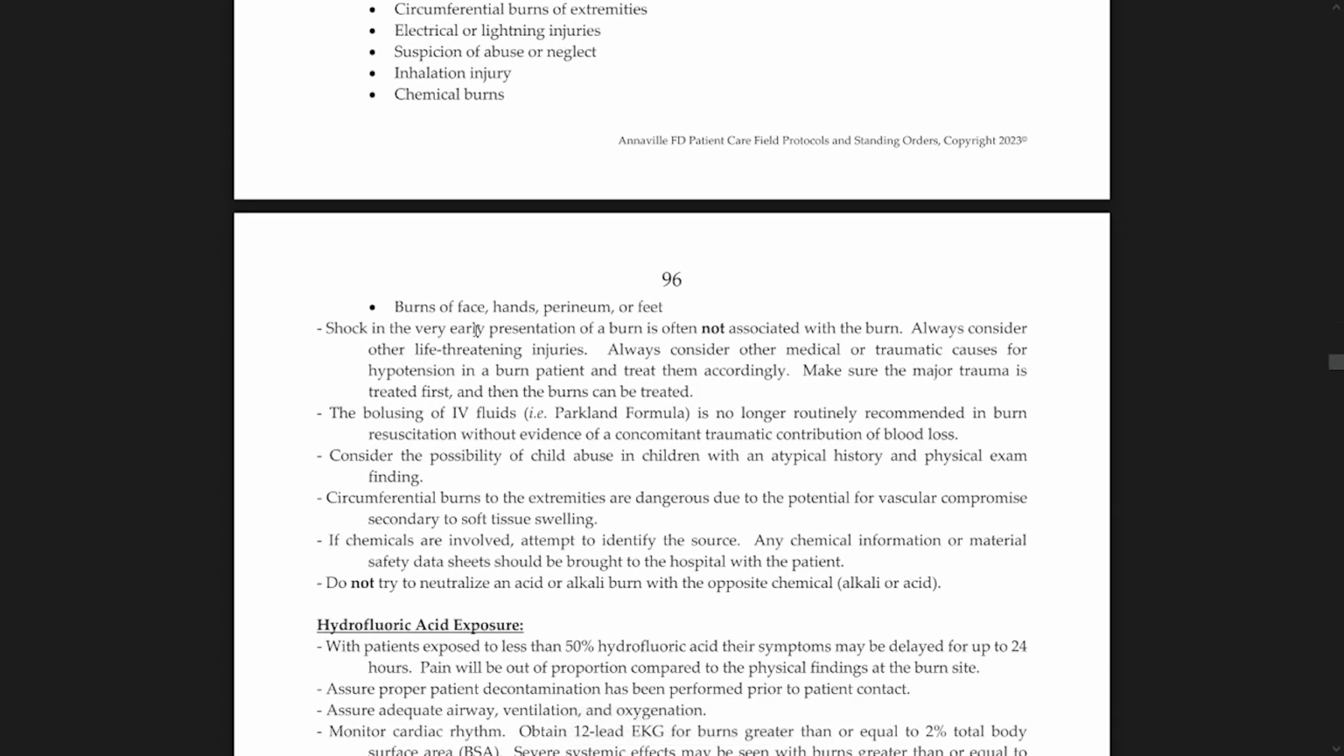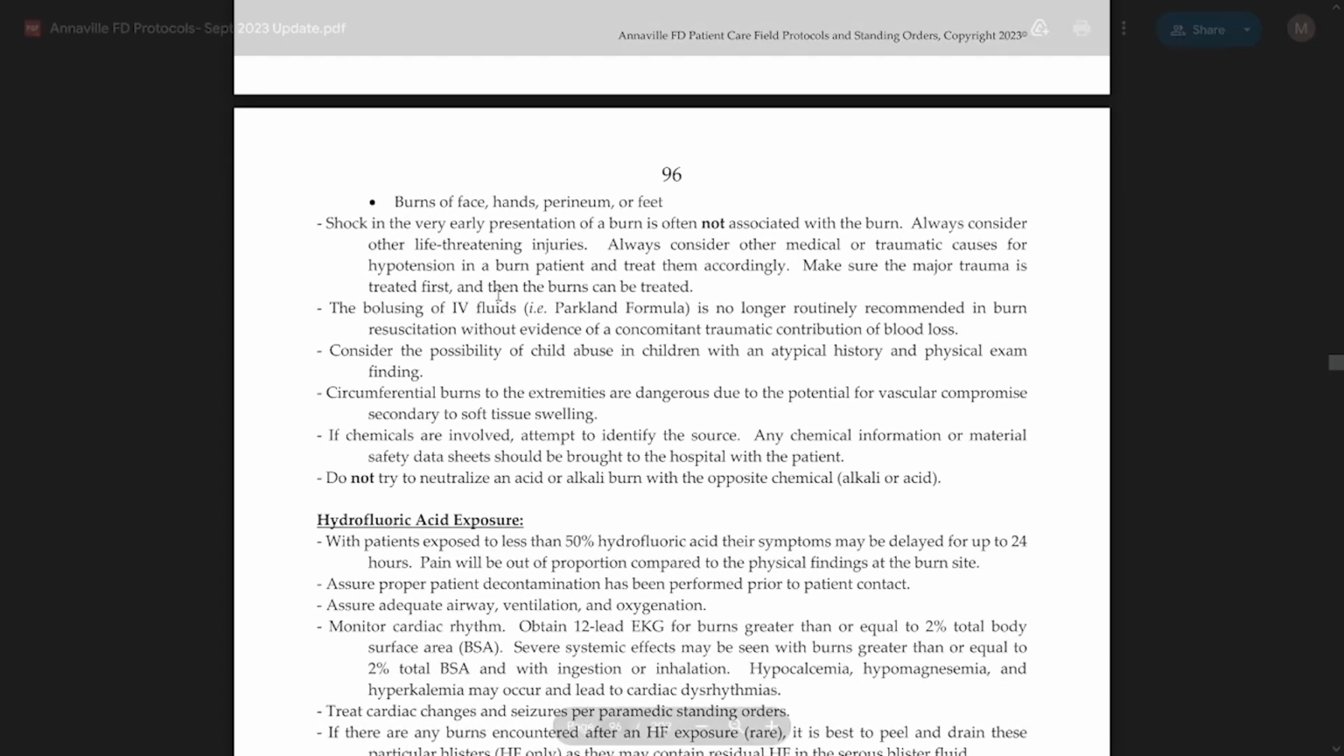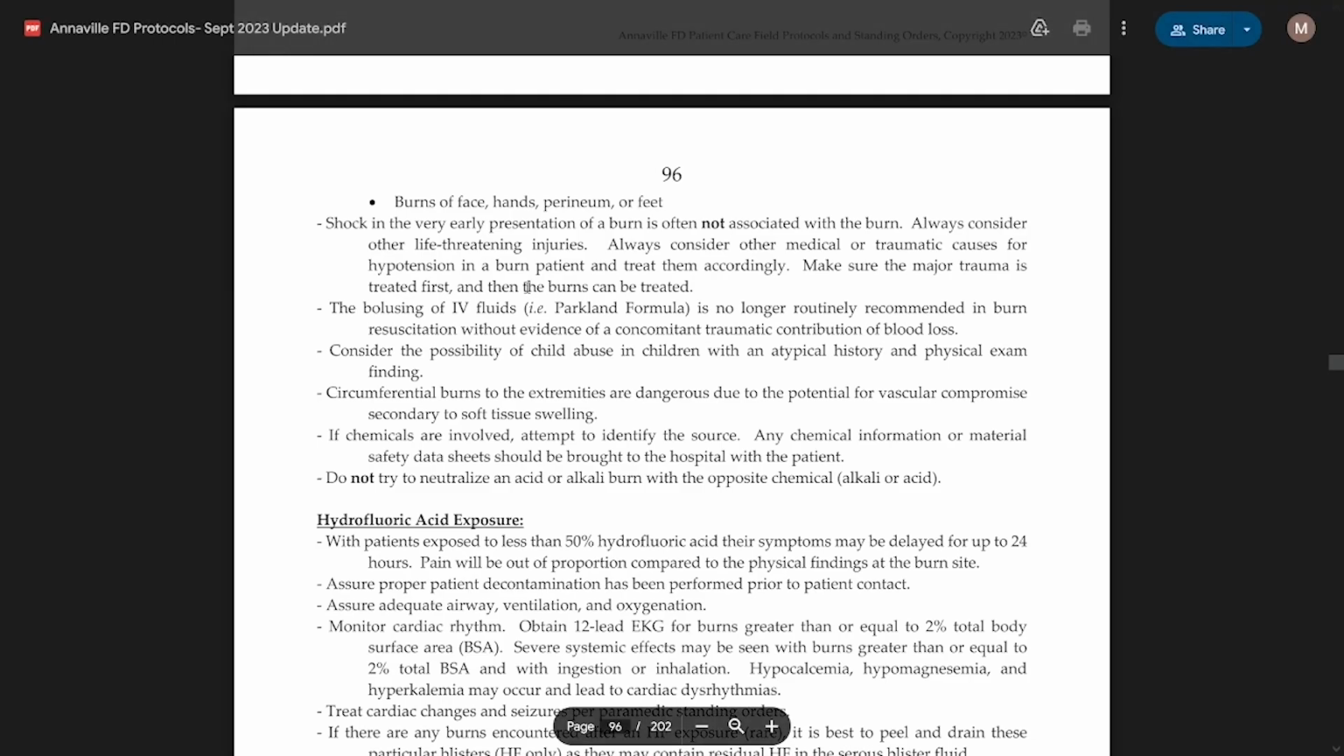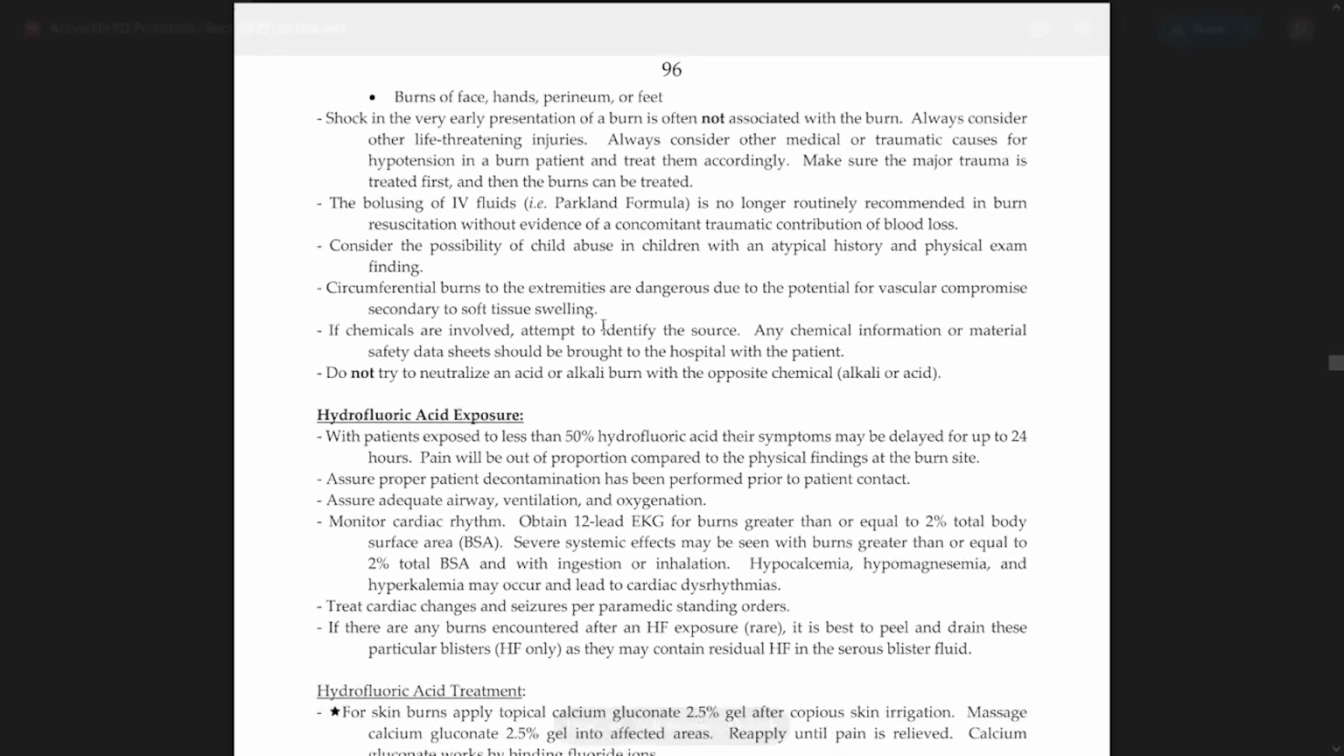Shock in the very early presentation of a burn is often not associated with the burn. Always consider other life-threatening injuries. Always consider other medical or traumatic causes for hypotension in a burn patient and treat them accordingly. Make sure the major trauma is treated first and then the burns can be treated after.